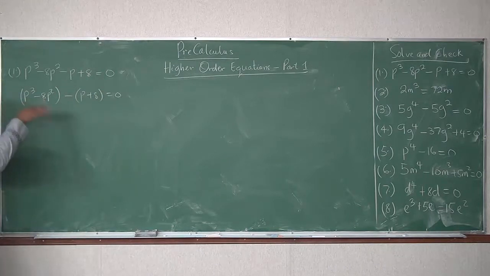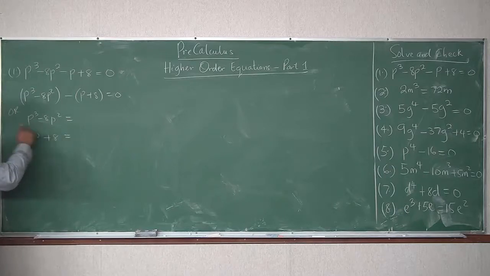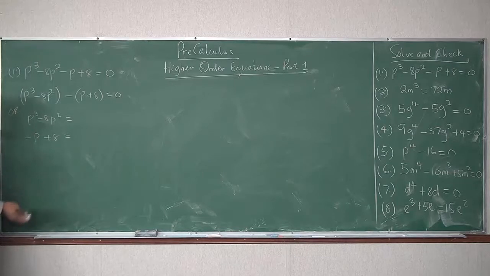This is the horizontal method. In the video I did, I like using the vertical method, and you can also do the vertical method. p cubed minus 8p squared minus p plus 8. So we now factor by GCF, just like the video that I did on factoring by grouping and also factoring by GCF.